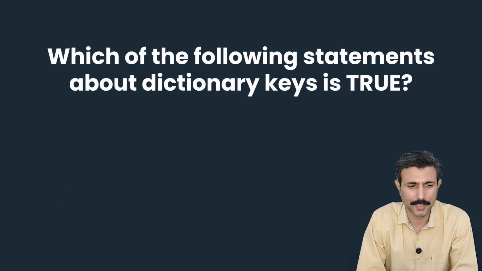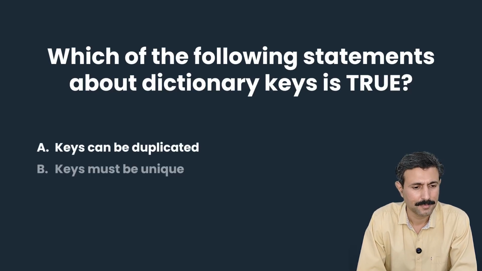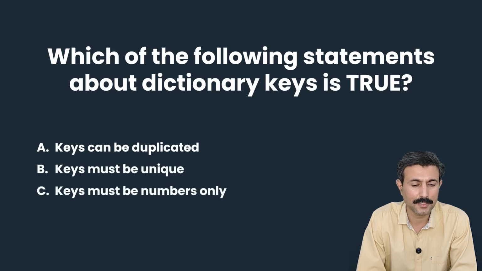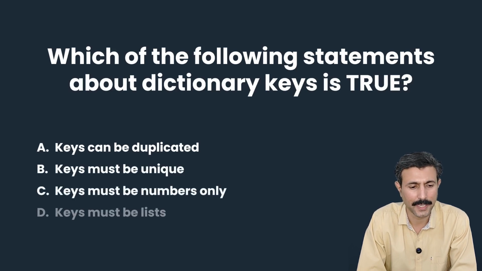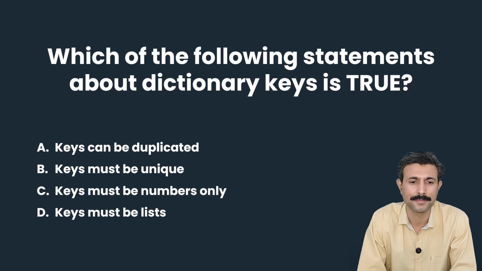Your next question is this. Which of the following statements about dictionary keys is true? A, keys can be duplicated. B, keys must be unique. C, keys must be numbers only. And D, keys must be lists. These are your 4 options. Think over it and then write the answer in the comments.